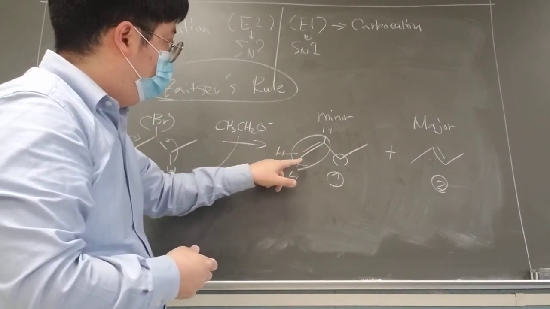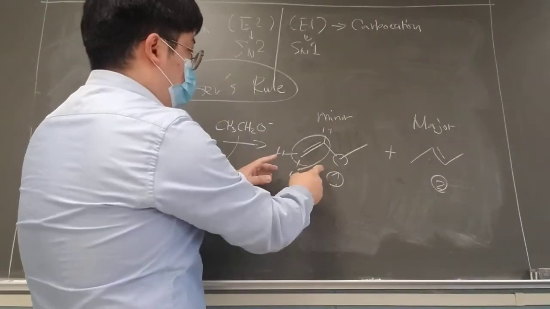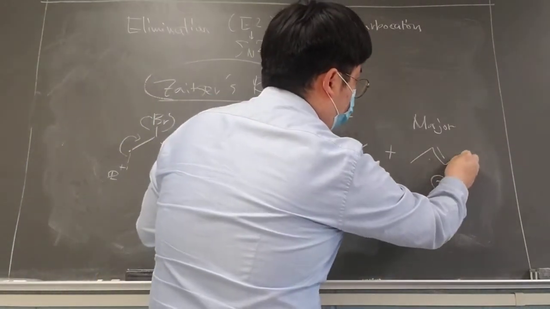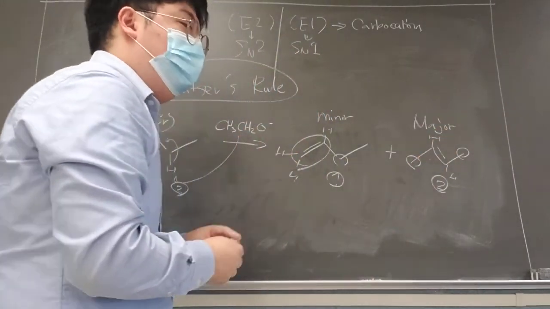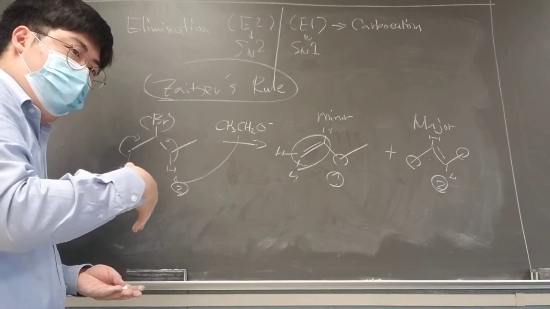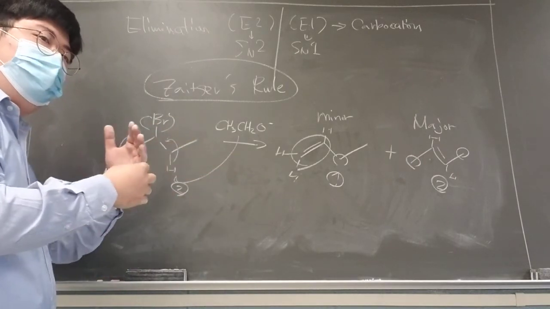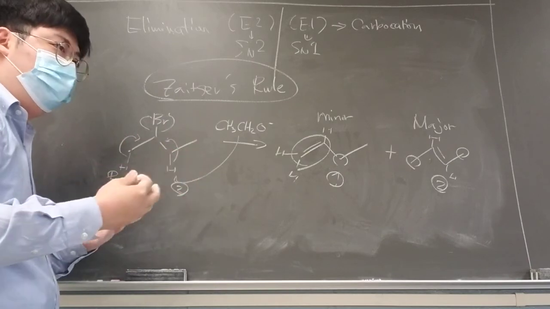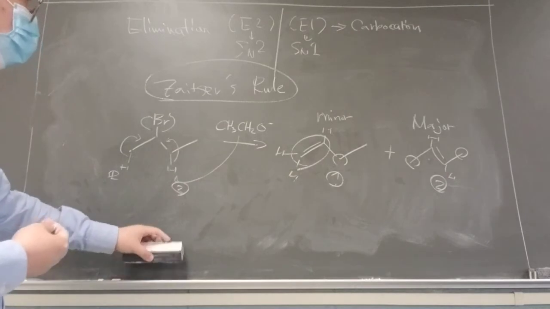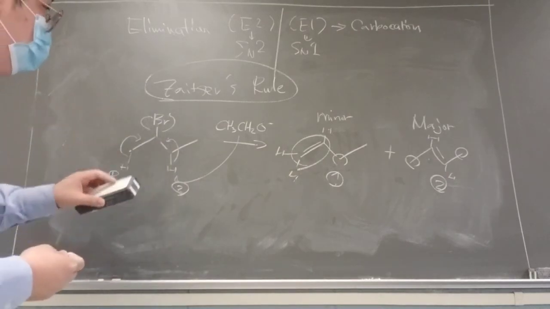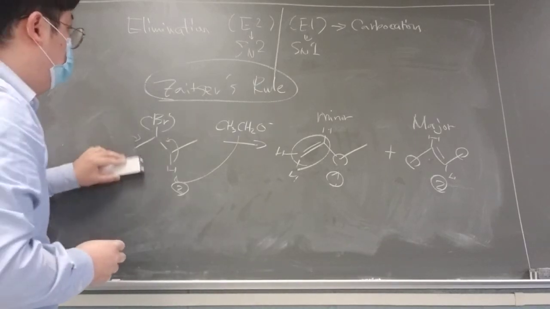So there will be 1, 2, 3, 4, 1, 2, 3, 4. You know this by now, I'm pretty sure. So this is monosubstituted, but here is disubstituted. So it's the same: trisubstituted is better than disubstituted, and disubstituted is better than monosubstituted. Whichever is the more substituted will be the major product, and the other will be the minor. Kind of makes sense.